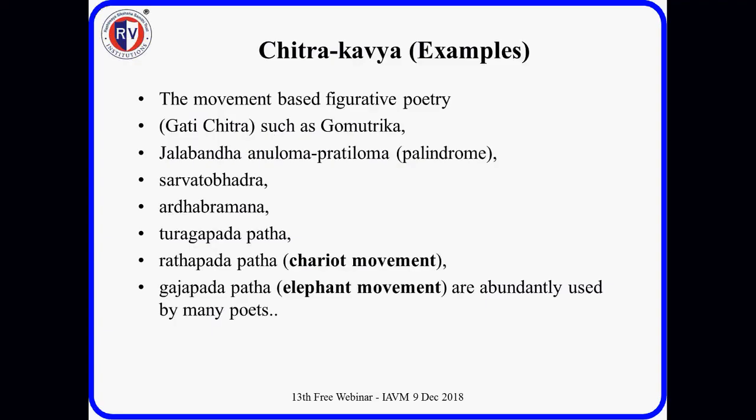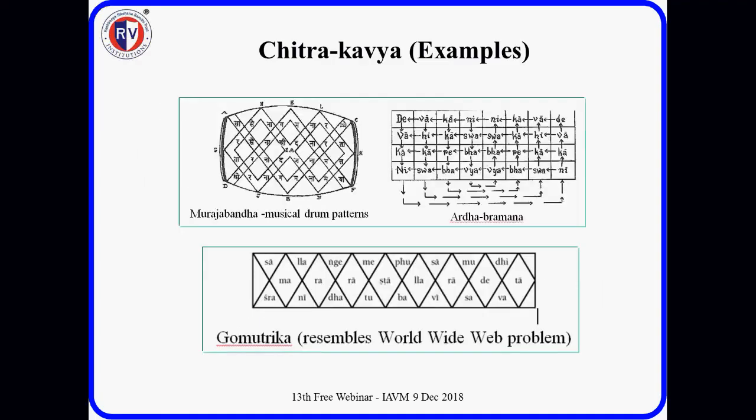Gati means movement, such as Gomutrika, which represents a web-like structure. Jalabandha, Anuloma Pratiloma, which looks like a palindrome. Sarvato Badra, Ardha Brahmana, like when you go halfway, again you turn backside and come back here. Turaga Padapatha, Ratha Padapatha, which represents chariot movement. Gaja Padapatha, which represents the elephant movement, are abundantly used by many of our poets. These are some simple examples.